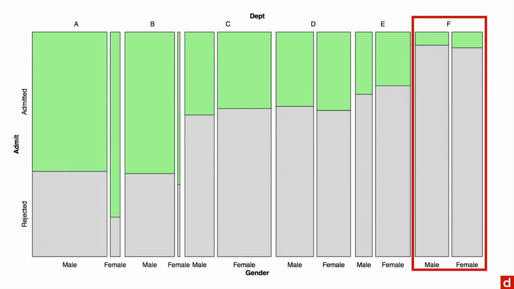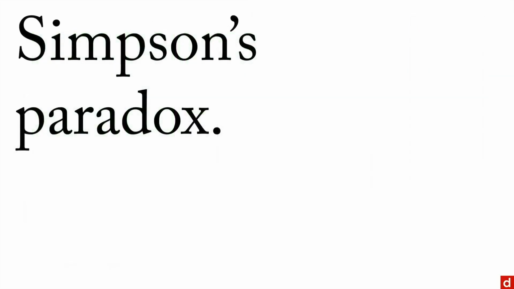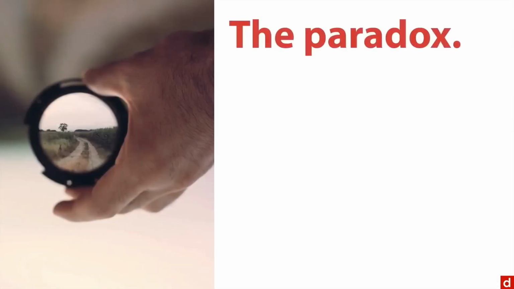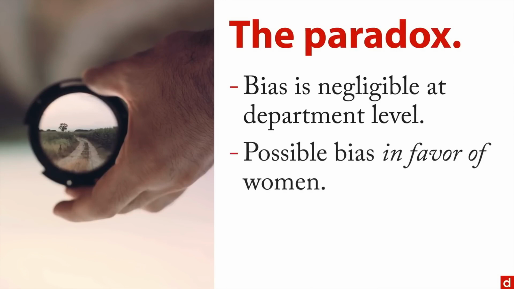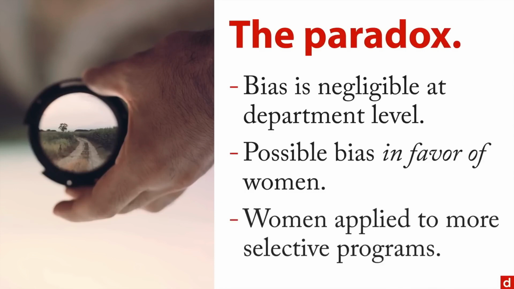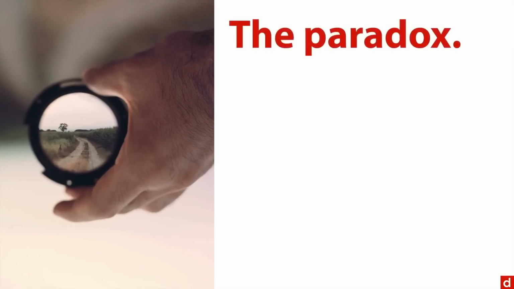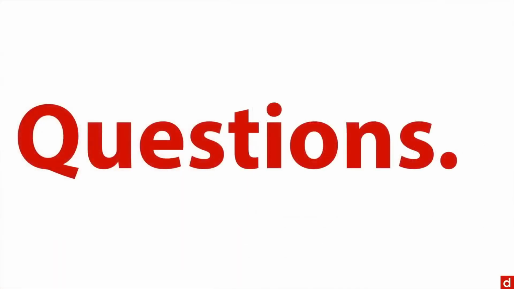Now in statistics, this is known as Simpson's paradox. But here's the paradox. Bias may be negligible at the department level. And in fact, as we saw in 4 of the departments, there was a possible bias in favor of women. And the problem is that women applied to more selective programs with lower acceptance rates. Now, some people stop right here and say, therefore, nothing's going on, nothing to complain about. But that's still ending the story a little bit early. There are other questions that you can ask.